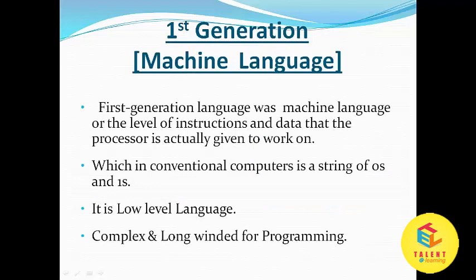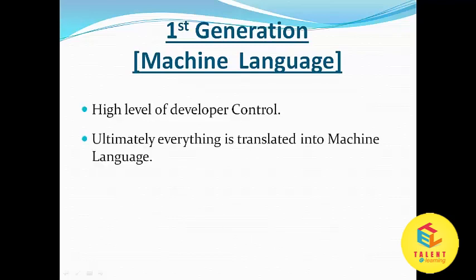Now, first generation. First generation language was machine language, or the level of instructions and data that the processor is actually given to work on, which in conventional computers is a string of zeros and ones. It is low-level language. It is complex and long-winded for programming. It has high level of developer control. Ultimately, everything is translated into machine language in this generation.